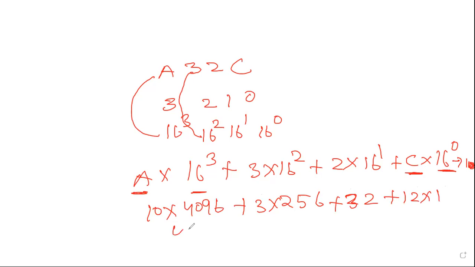Now calculate: 40960 plus 256 into 3 will be 768 plus 32 plus 12. Add all of them together and get the decimal value.